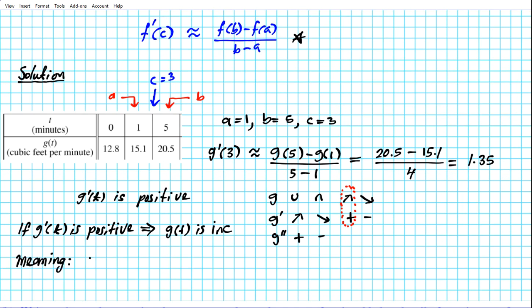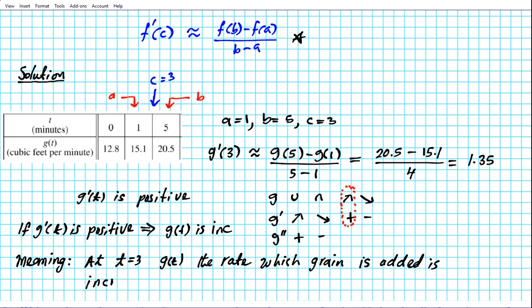The meaning of our answer is at t equals 3, g of t, the rate at which grain is added, is increasing at 1.35. Remember, g of t is the rate at which grain is added. Now, what's the unit here? The unit of g is cubic feet per minute. Okay, so when you differentiate cubic feet per minute, so you have cubic feet per minute.